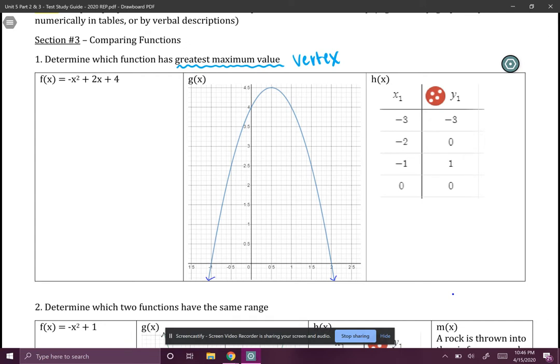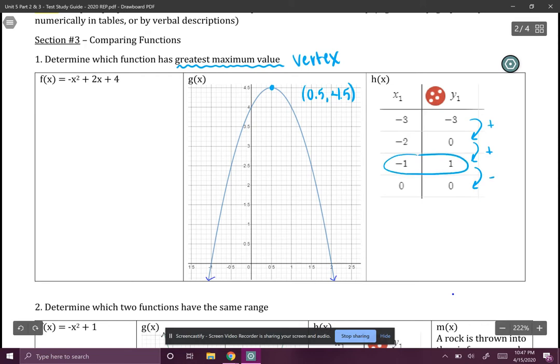That's our easiest one to find our maximum point. Here, our maximum point is at 0.5, 4.5. Let's look at our table next. In order to figure out your vertex from a table, you have to look at the pattern of the y values. For instance, here we're going from -3 to 0. That is an increase. 0 to 1. That's an increase. 1 to 0. That's a decrease. So right now, in the table, our vertex is -1, 1. If we graph that on our graph that we have here, that's at this point right here, -1, 1. So as of right now, our greatest maximum value still belongs to g of x.